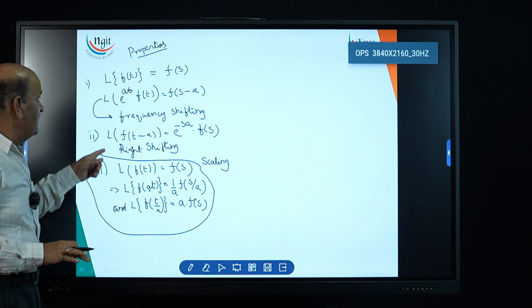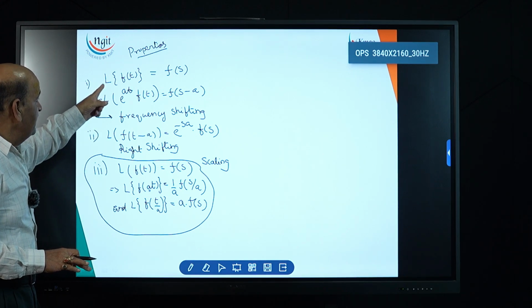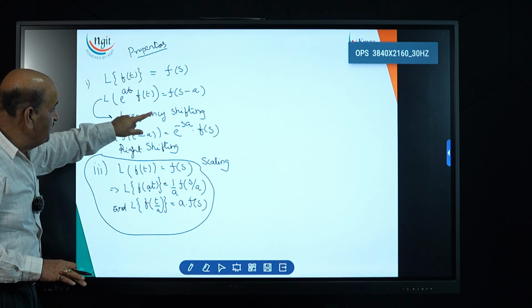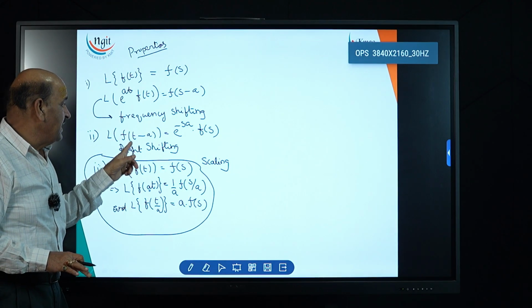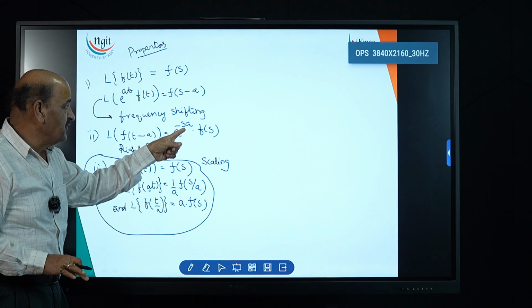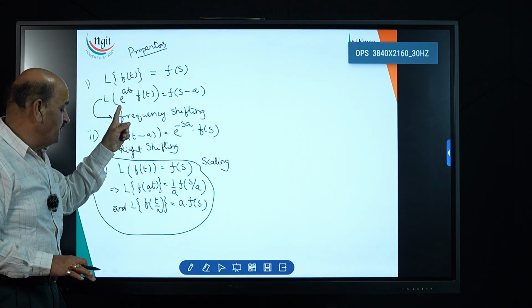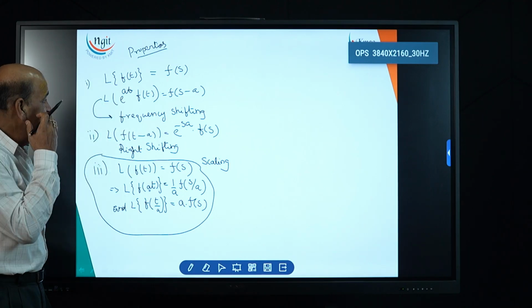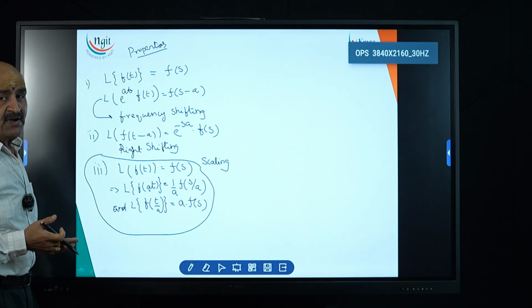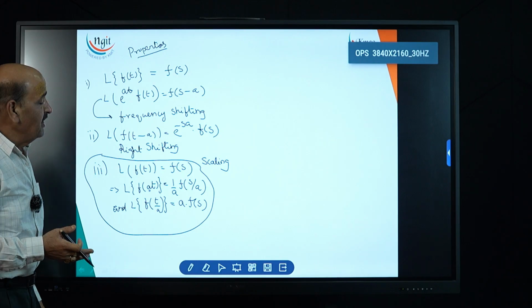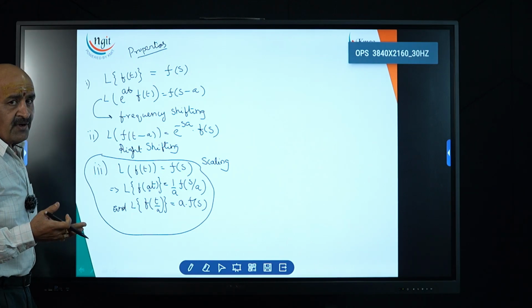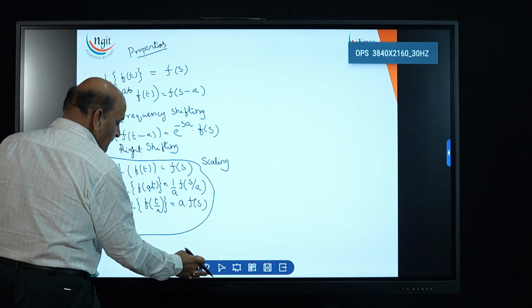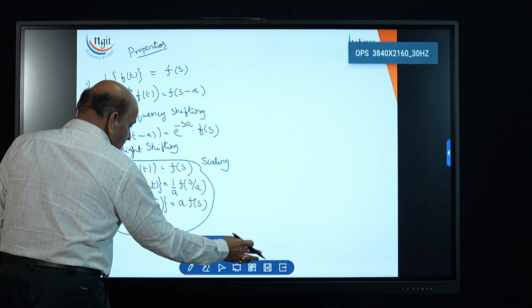This is the same. Understanding? One more point. Again, I am telling you there is a good difference between frequency shifting and right shifting. Right shifting means e power minus sa will come out. Frequency shifting means multiplying with e power at. Understanding? So these are the important properties of Laplace transformations. Now we are going to discuss all these problems. Okay, let us start.